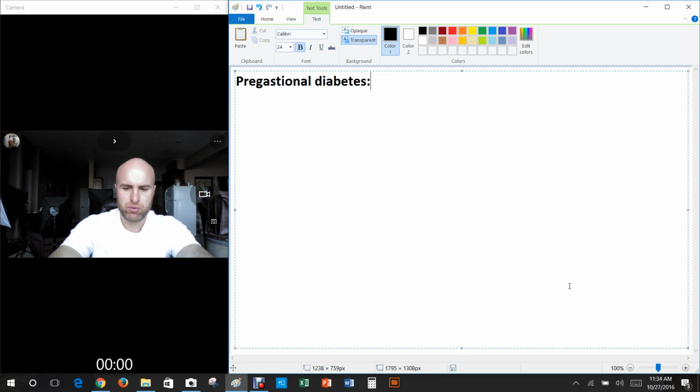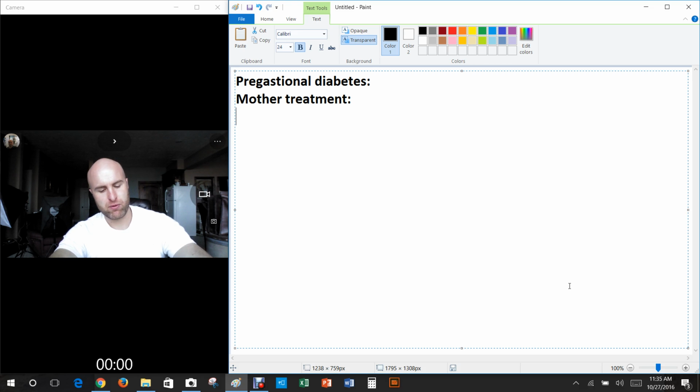Okay, well in the case of pre-gestational diabetes, there's treatment for the mother and there's treatment for the fetus. So let's talk about the mother first. Treatment for the mother with pre-gestational diabetes: you need to look for renal, ophthalmologic, neurologic, and cardiac evaluation to assess for end organ damage.